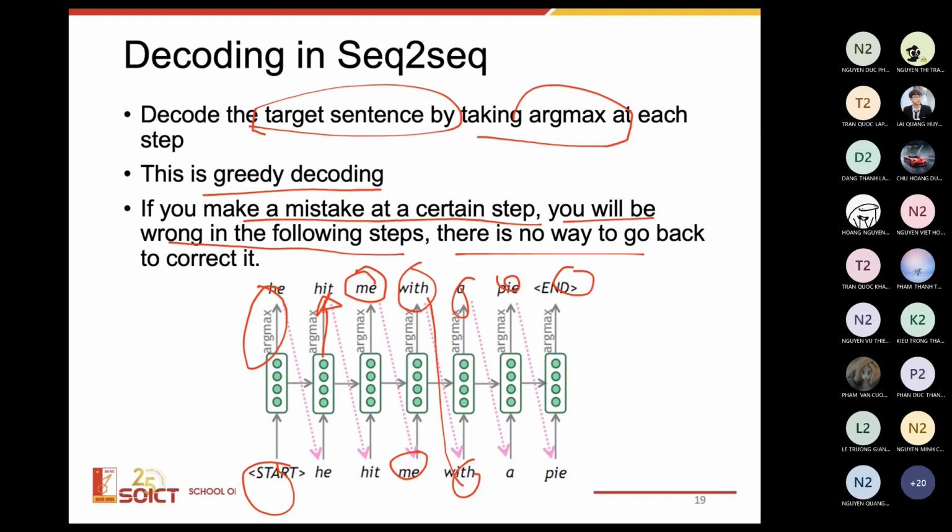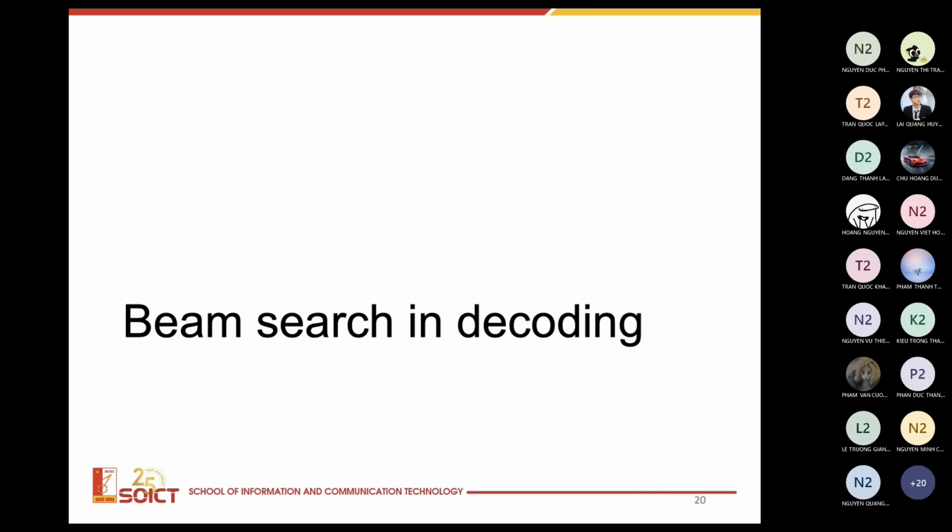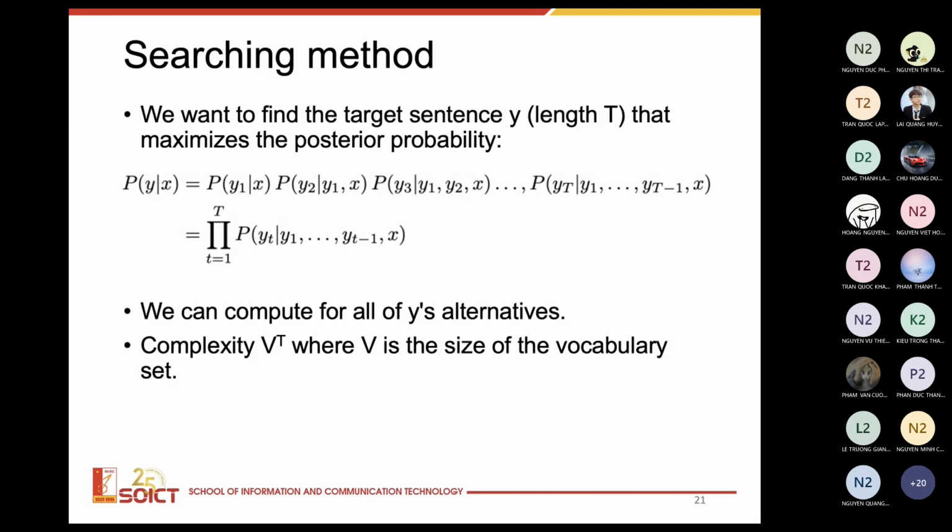Okay, so let's continue. We see the problem with the decoding here by taking the argmax. So here I introduce one way to avoid that problem by actually using beam search in the decoding phase. We want to find the target sentence Y with the length T that maximizes the posterior probability, for the specific input sentence X.